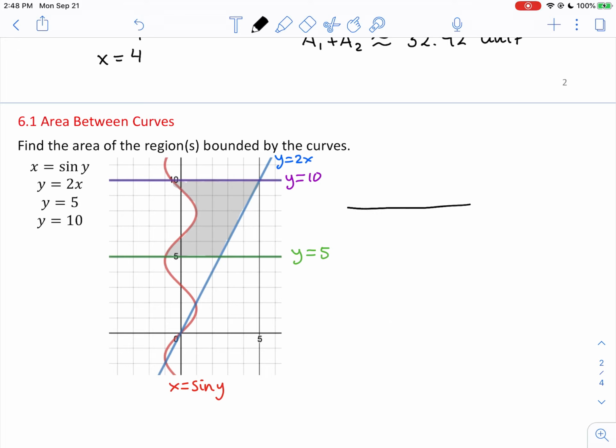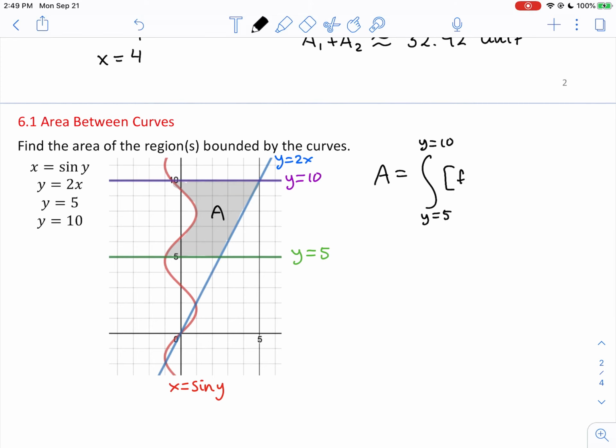However, a horizontal strip, if you integrate horizontally, or with respect to y, it's always the right is blue and the left is always red, the whole way across up until the purple line. So I'm going to be able to do this in one clean integral, but I'm going to want to use horizontal strips and do blue minus red, do right minus left. This area here is going to be an integral. Everything is going to be in terms of y because I'm doing horizontal strips. We're going from a y coordinate of 5 up to a y coordinate of 10.